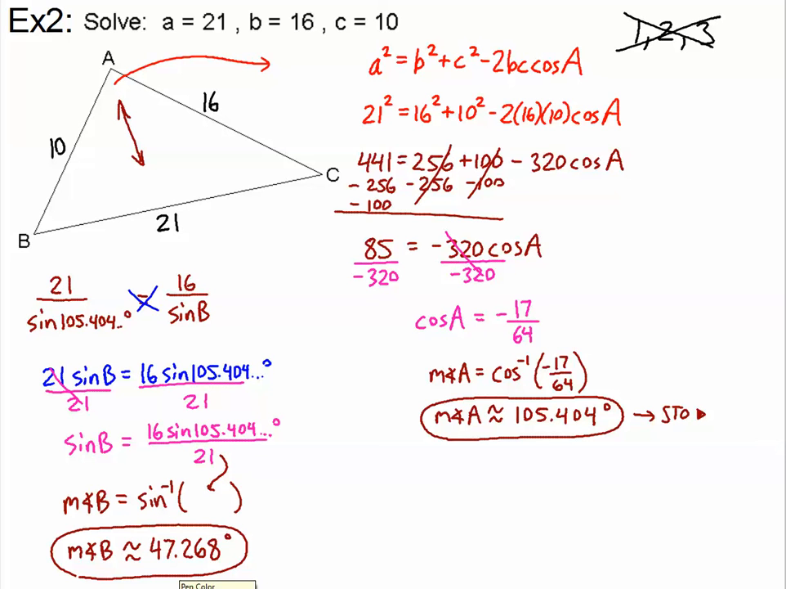I really hope that you take advantage of the fact that these three angles will add up to 180 degrees when you find the third one. In this case, we're missing angle C. I'm just going to do 180 degrees, and I'm going to be taking away the 105.404 that we did that may or may not be stored in your calculator. That would be good. Minus the 47.268 that we just found, and we'll get the final angle, measure of angle C, is 27.328 degrees.